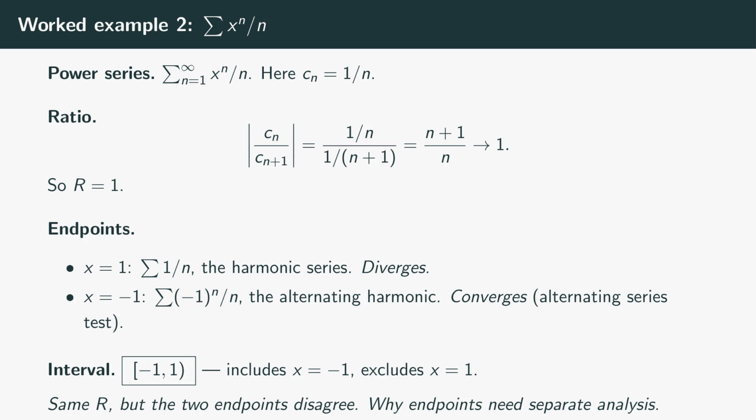Side note, this power series, slightly reindexed, is the Maclaurin series of minus the natural log of 1 minus x. So we just proved minus the natural log of 1 minus x has interval of convergence from minus 1 to 1, closed on the left, open on the right.